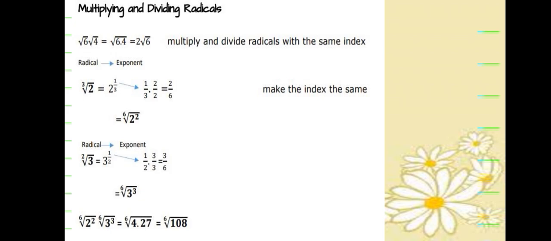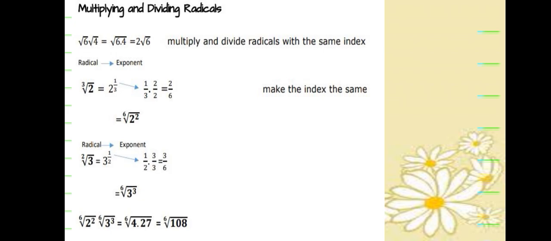Radical to exponent. Cube root of 2 is equal to 2 to the 1 over 3. So 1 over 3 times 2 over 2 is equal to 2 over 6. 1 times 2 is equal to 2 and 3 times 2 is equal to 6. So that is 2 over 6. Make the index the same. So this is equal to the sixth root of 2 squared.